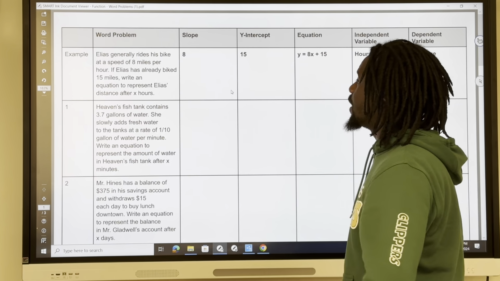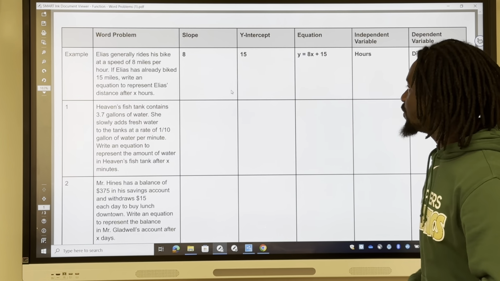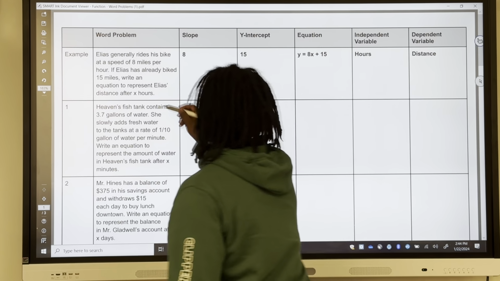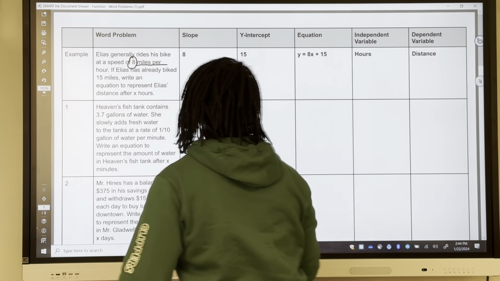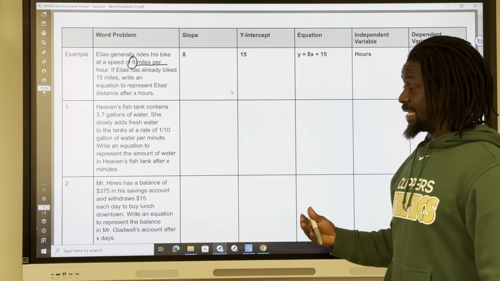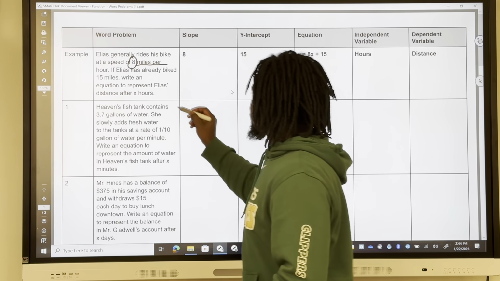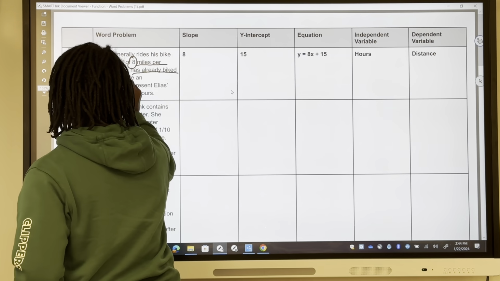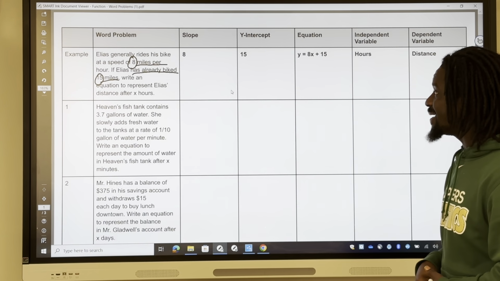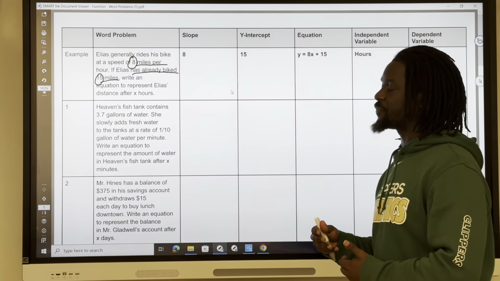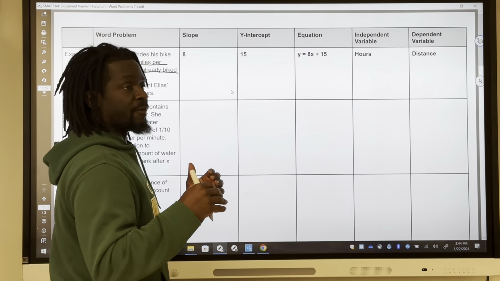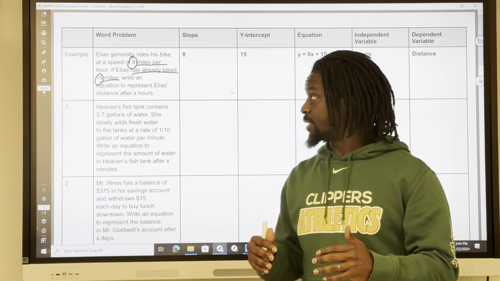So the first example says, Elias generally rides his bike at a speed of 8 miles per hour. Okay, so 8 miles per hour. If Elias has already biked 15 miles, so he has already biked the 15 miles, write an equation to represent Elias's distance after x hours.